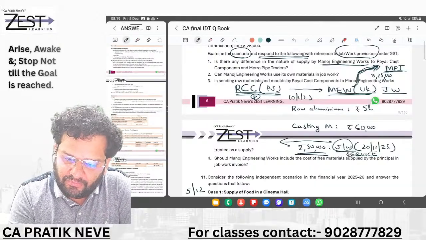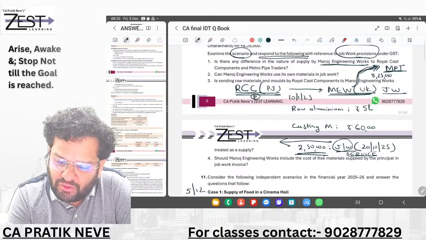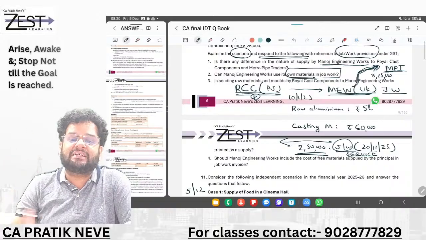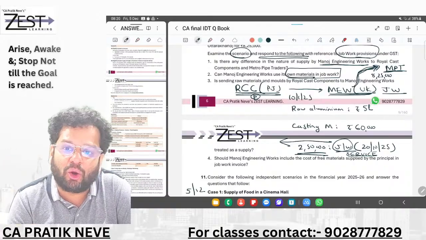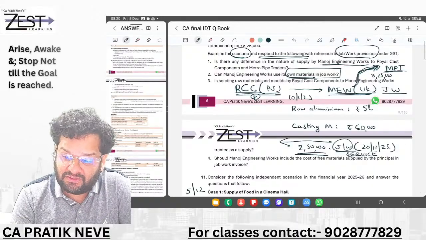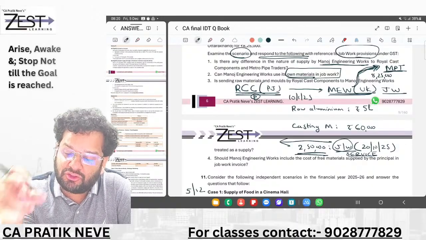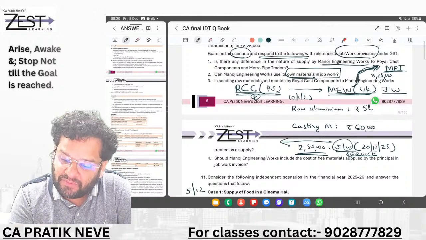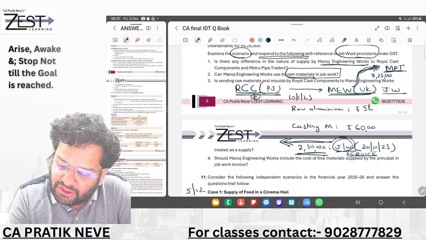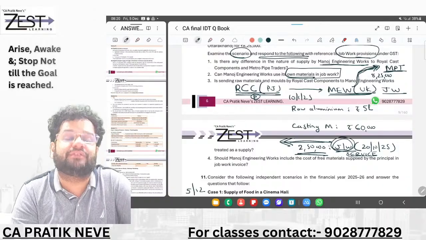Okay. Can Manoj Engineering Works use its own material in job work? Fantastic question. So basically job work is a supply of service. Yes, MEW can use its own material also and do the job work and supply. Still, it continues to be supply of service.